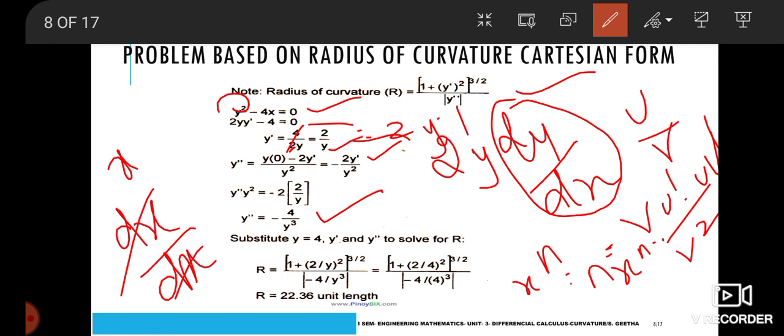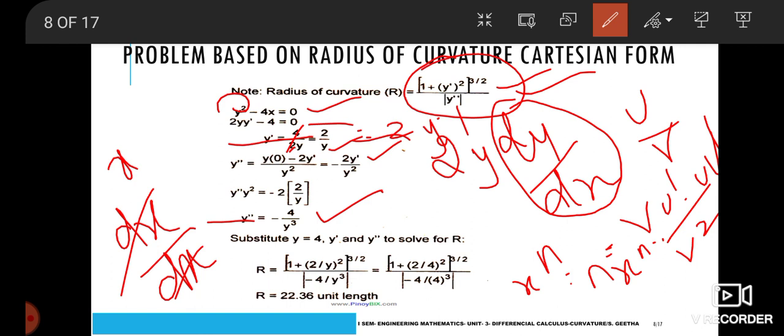So now we have the value for y dash and the value for y double dash. We just have to substitute them in the radius of curvature formula, and we will get the value of the radius of curvature. If you are thorough with this formula, we can do the process very easily.